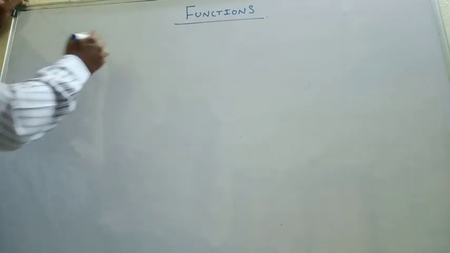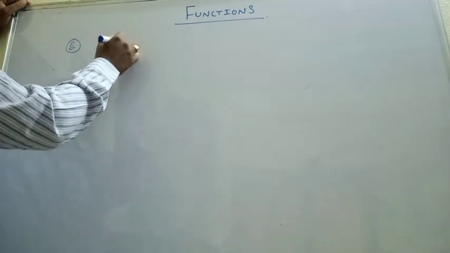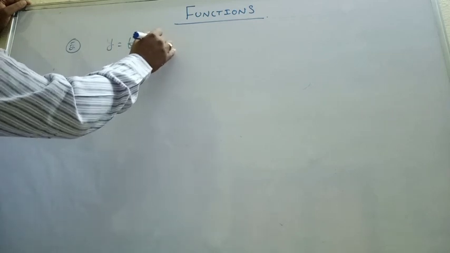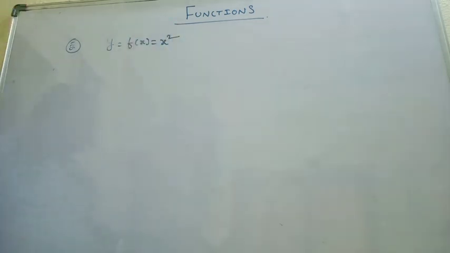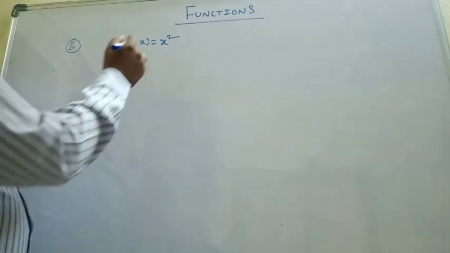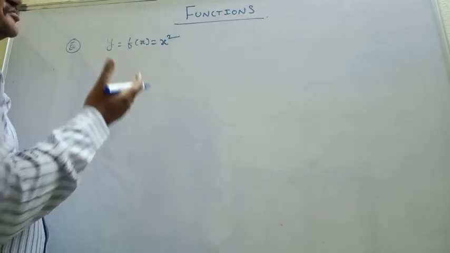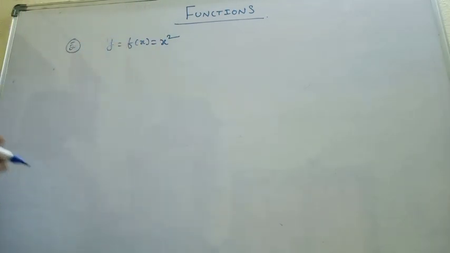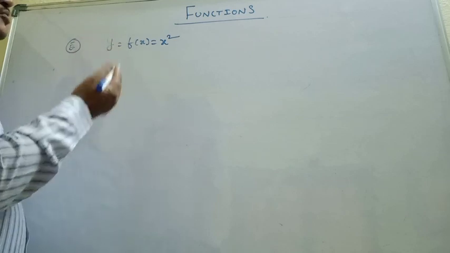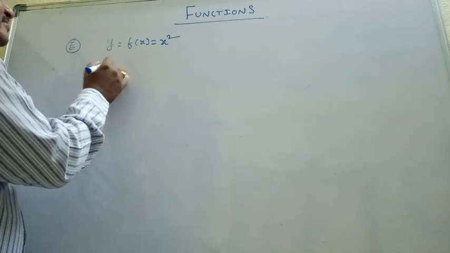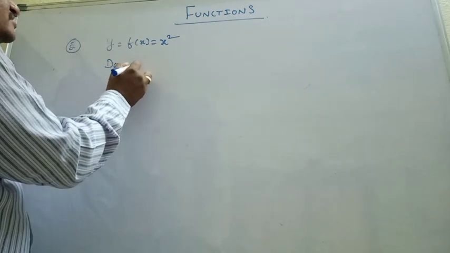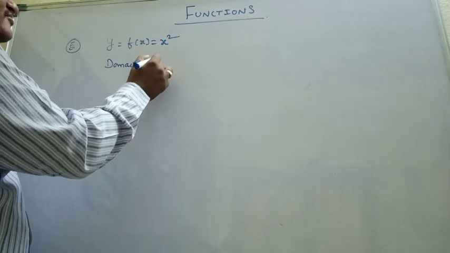Now we have another function. y is equal to f of x is equal to x square. This is actually f of x. This is an algebraic function, because x square is an algebraic expression. What is the domain of this? Domain means any x value we can give for this, of course. Domain is the set of all real numbers.